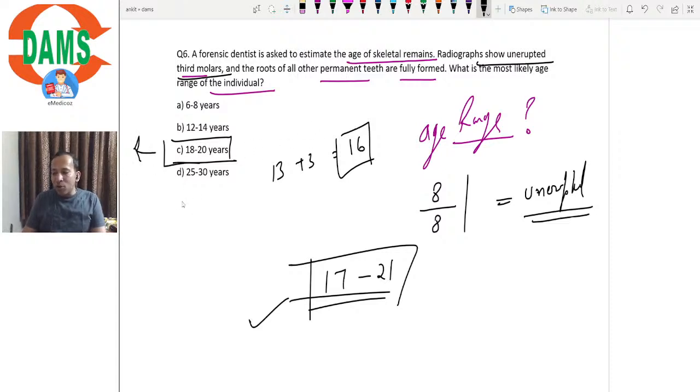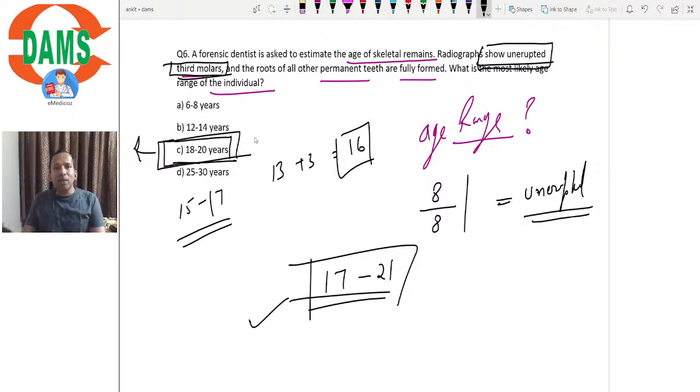If we had put in another age range, 15 to 17, then it would have been confusing for you, right? So along with the completed roots, the other important information here is the presence of third molars within the bone. They are not erupted. It shows unerupted third molar. That means the third molar has formed, so it is visible there. Therefore the age range we take would be close to the eruption age of the third molars, right?